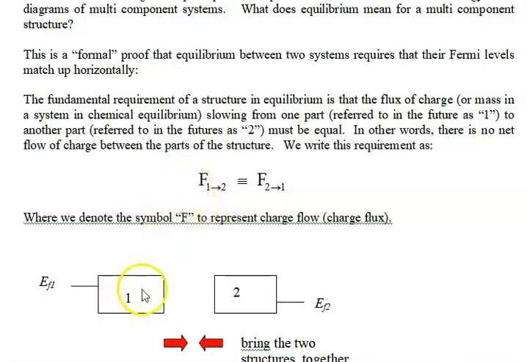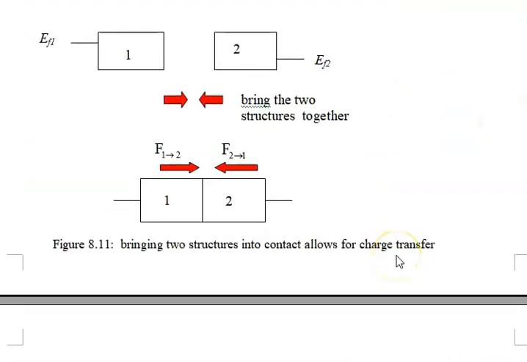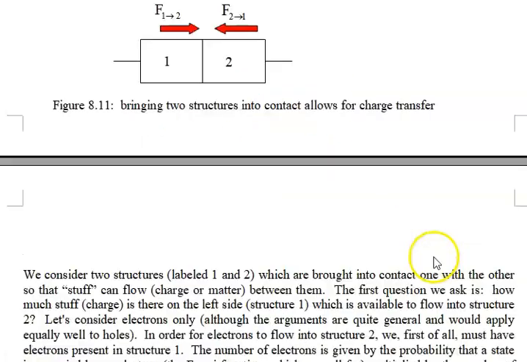We can have flows from 1 to 2, but those flows must be counterbalanced precisely by an equal and opposite flow from 2 to 1. So anything that flows from 1 to 2 must be balanced by the same flow from 2 to 1, so there is no net flow. So if we bring the two structures together, we can have charge transfer, but that charge transfer must be equal and opposite, and that is why the two arrows are in opposite directions, and they have approximately the same lengths.